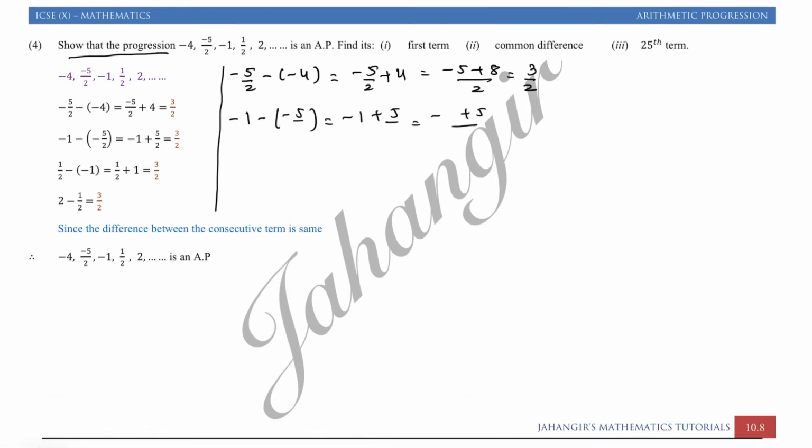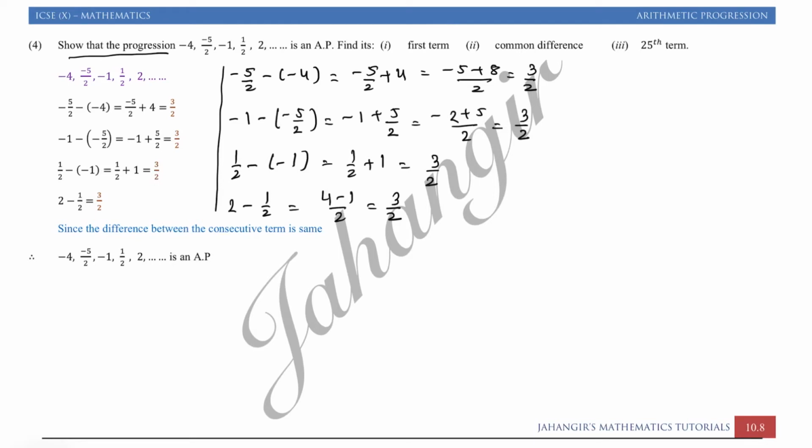Second term is minus 1 minus 5 by 2. So this will become minus 2 plus 5 by 2, that is 3 by 2. Third term, what we have? Half minus of minus 1. So that is half plus 1, which is again 3 by 2. Fourth, we have 2 minus half. So we can take LCM, 4 minus 1 by 2, that is again 3 by 2.